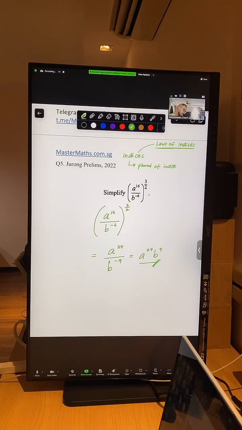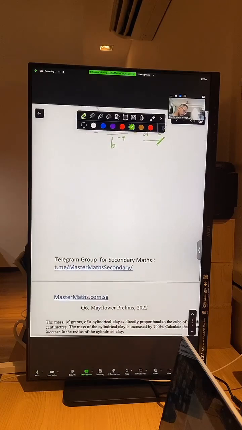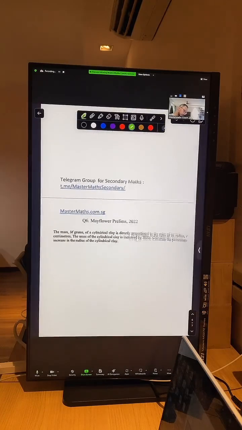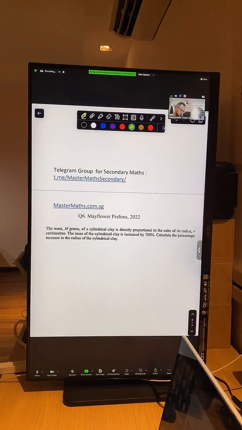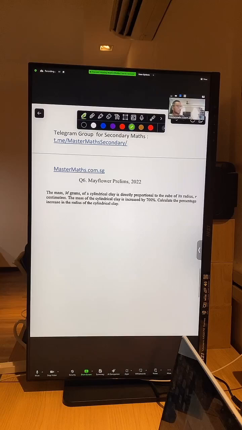Okay, let's move on to question number 6. Wow, this one is a bit tougher. Mayflower. Let's read out the question together. The mass m grams of a cylindrical clay. Okay, so let's draw a cylinder there. Cylindrical clay is directly proportional to the cube of its radius r centimeters.